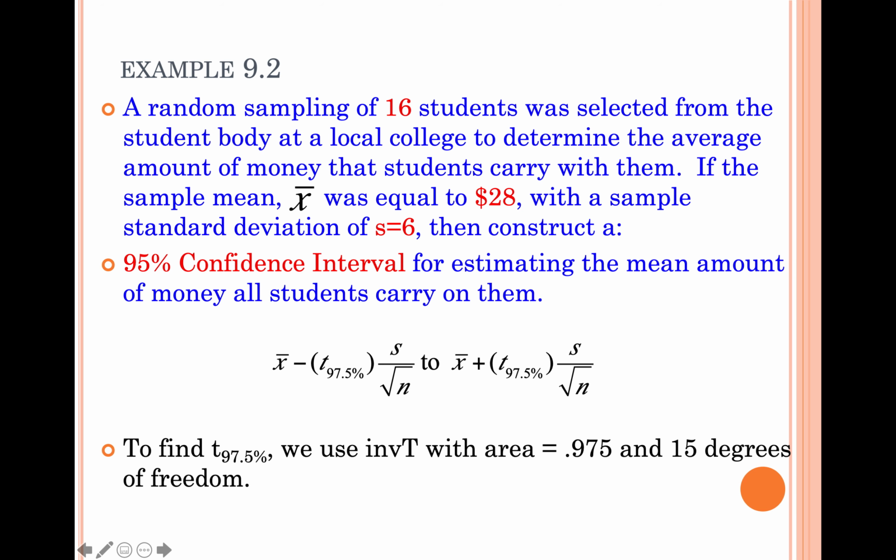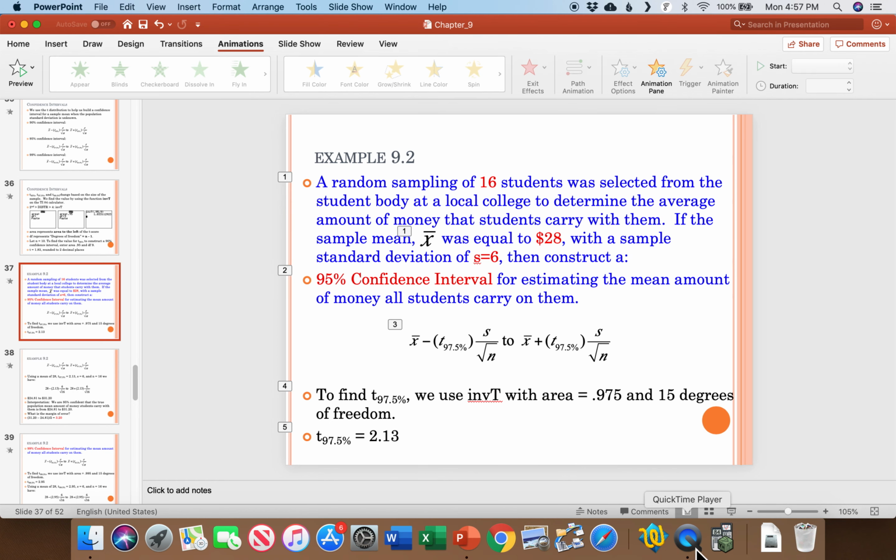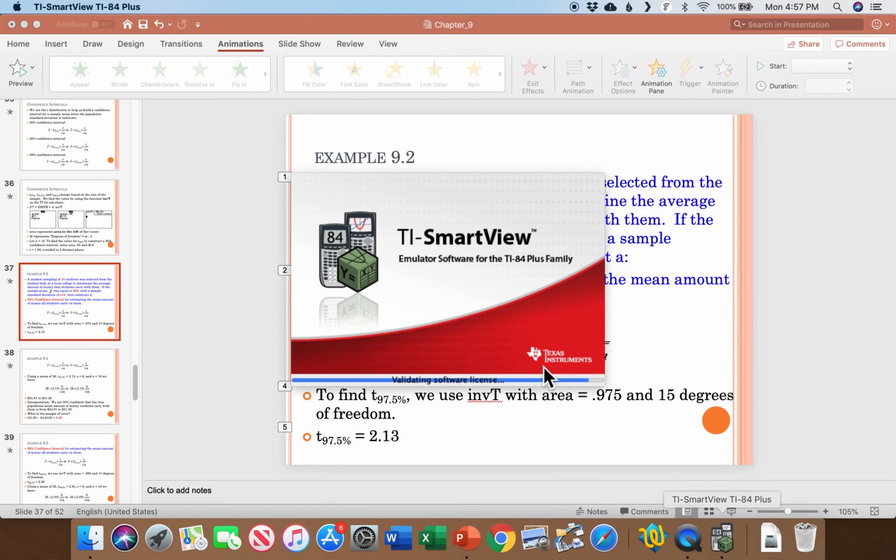So to find out what this t-score should be when we plug in our numbers, we go to our calculator, we use INVT, and for the area we put in 0.975 and we put in 16 minus 1 degrees of freedom because the DF is n minus 1. So let's go to our calculator and demonstrate how to get the answer using INVT.